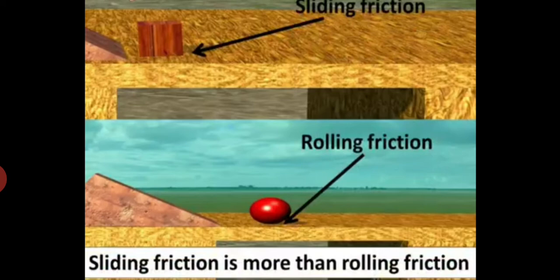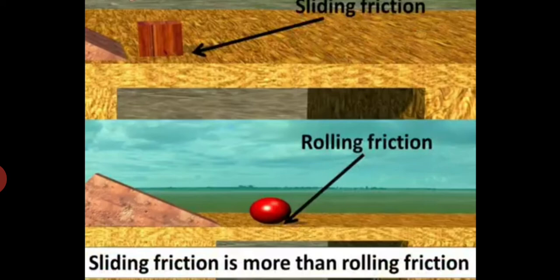For example, sliding friction acts on a washing machine pushed along the floor or a book being slid on a table. Because of the high magnitude of sliding friction, one prefers to roll an object on wheels rather than dragging it along, as rolling friction is far less.